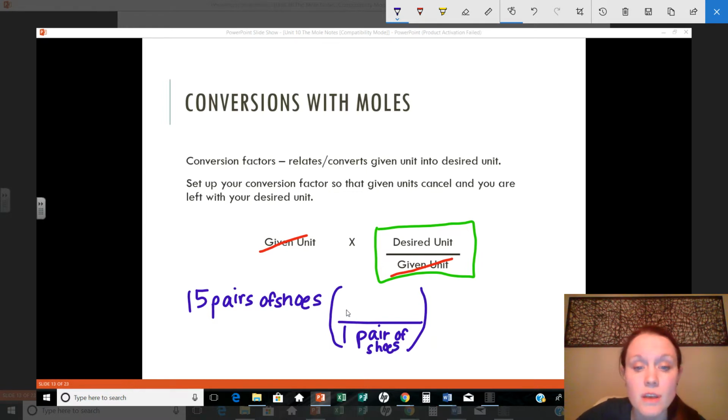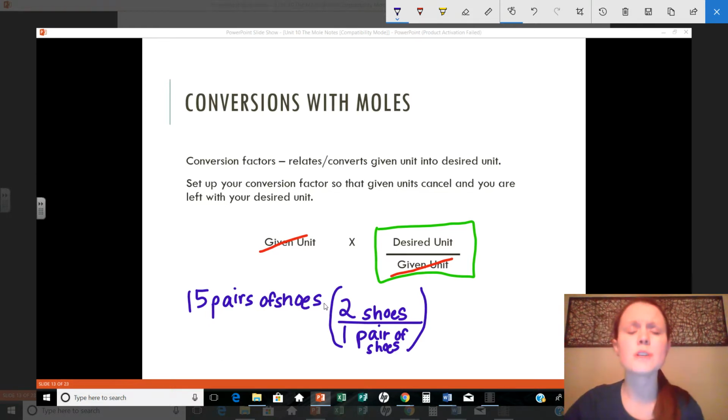Okay. In 1 pair of shoes, I have 2 total shoes, right? That shouldn't be news to any of you, hopefully. Now, the next step in converting pairs to shoes is to multiply across the numerators, multiply across the denominators, divide if we need to, and then figure out how many total shoes I have if I have 15 pairs.